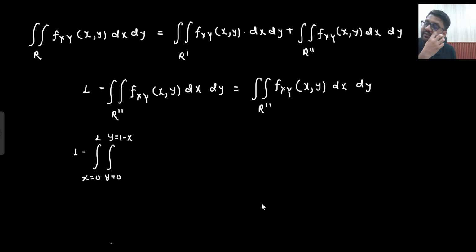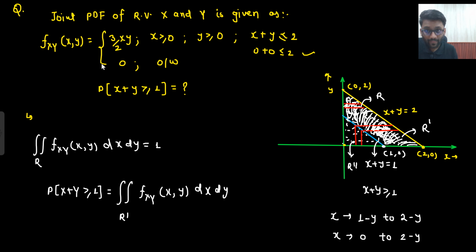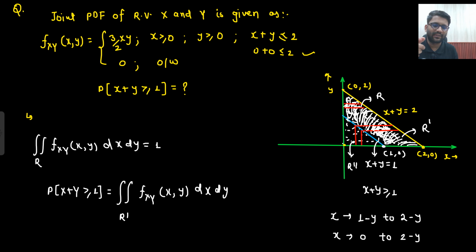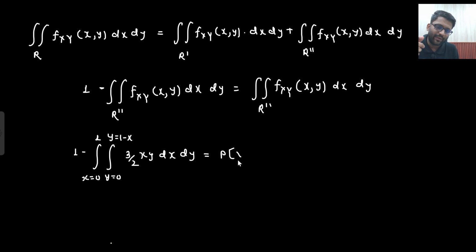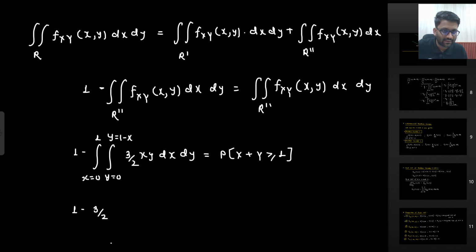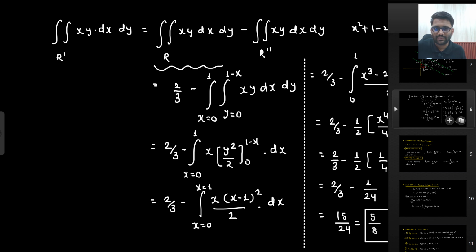And what is your f(x,y) dx dy? That is 3 by 2 xy dx dy, and that will be your answer basically. What your answer is saying is that this will be equal to the probability that x plus y should be greater than or equal to 1. So have I solved this integration somewhere? Surely I have solved it, in the beginning of the slide. You will see that this integration has already been solved by us.